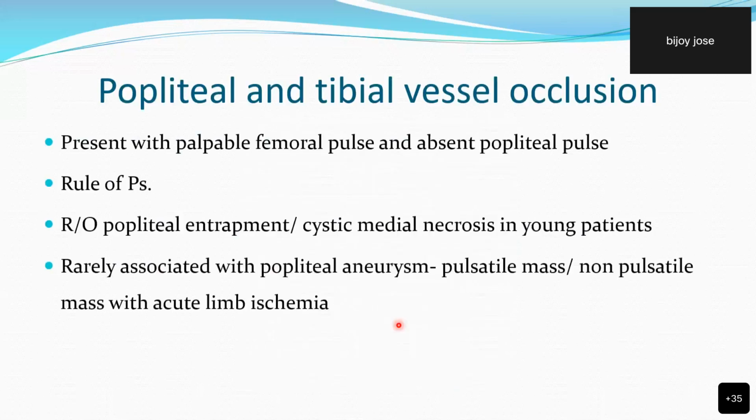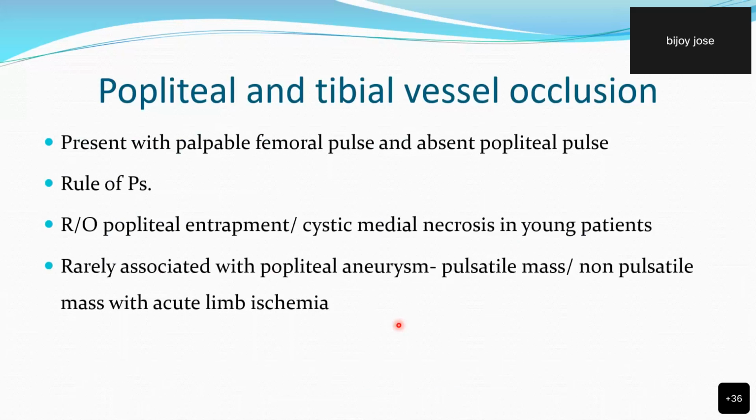Next, the popliteal and tibial vessel occlusion. The patient presents with a palpable femoral pulse and absent popliteal pulse. And again, by the rule of P, the patient will present with pain, paralysis, pulselessness, paresthesia and so on. And always we have to see, is there any popliteal aneurysm? So when the patient presents with popliteal and tibial vessel occlusion, we have to see if there is any popliteal aneurysm also?